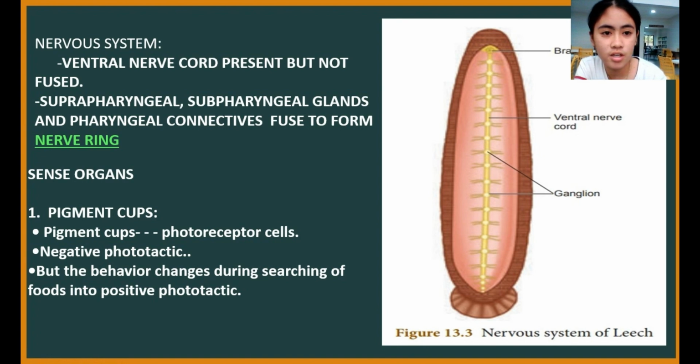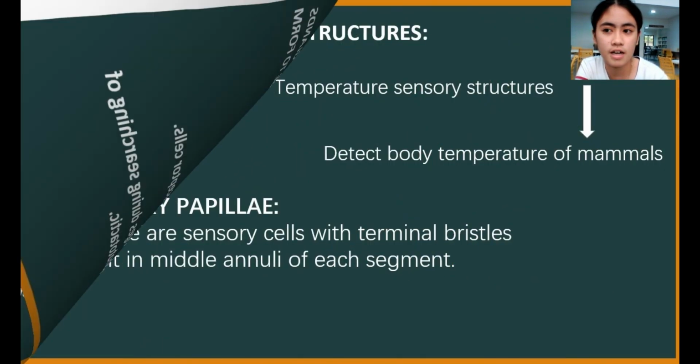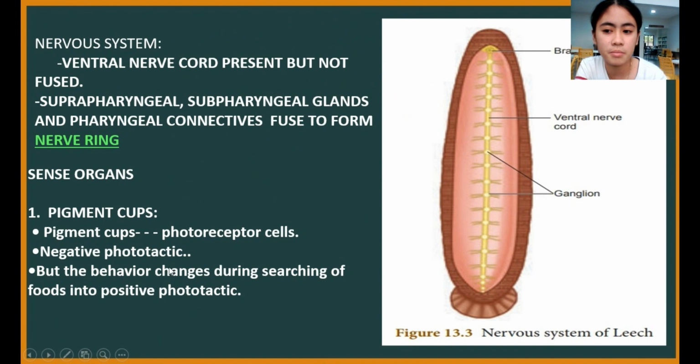We also have the sense organs, which number three. The first one is the pigment cups, the photoreceptor cells. They are negatively phototactic, but their behavior changes during searching for food into positively phototactic.